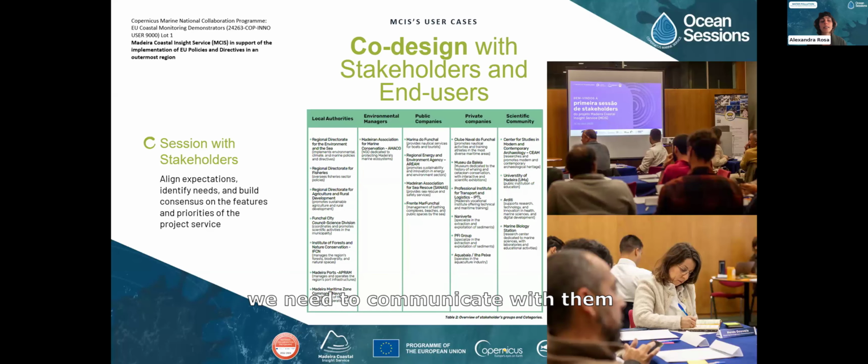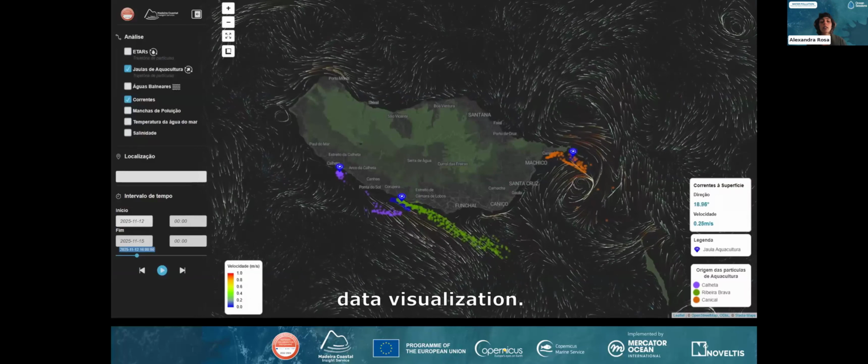We need to communicate with them. So in this sense, we did a session last April with different kinds of stakeholders, including local authorities, environmental managers, public and private companies, and of course the scientific community, with the objective of aligning expectations, identifying what the people need, and building a consensus on the features and priority of the project service. And the primary priority that was identified in these sessions was the need of a platform for data visualization.